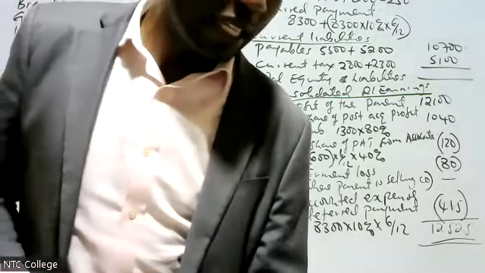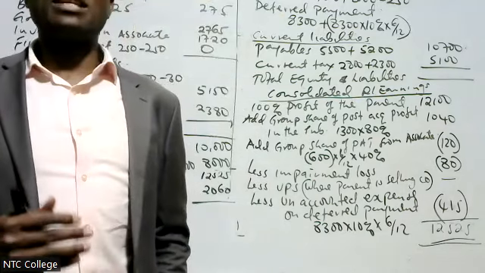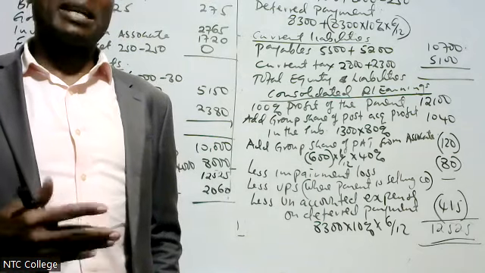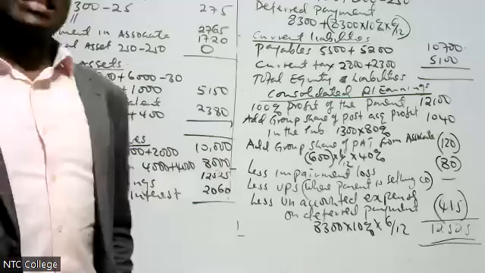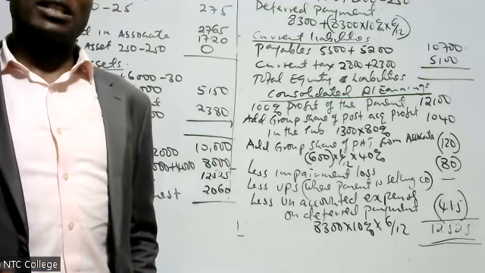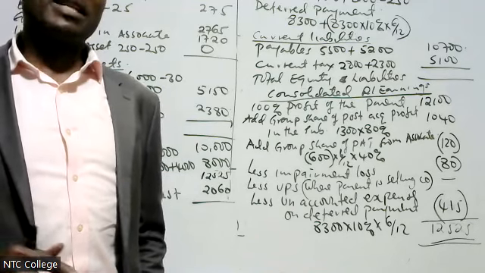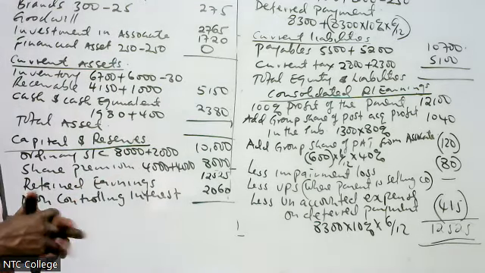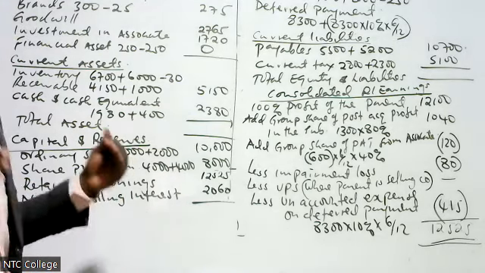Tomorrow we meet, we are going to discuss piecemeal acquisition. Piecemeal acquisition or step acquisition is where you acquire a company, a subsidiary, but in steps. Then after that, we look at disposal of shares in a subsidiary. Then we look at foreign subsidiaries. Then we shall be done with group accounts. Therefore, this is just the introduction of group question.